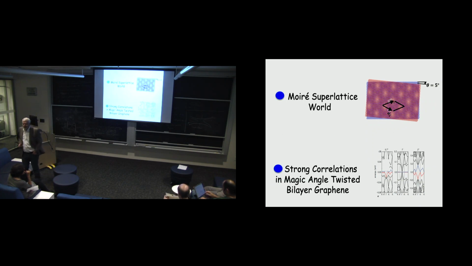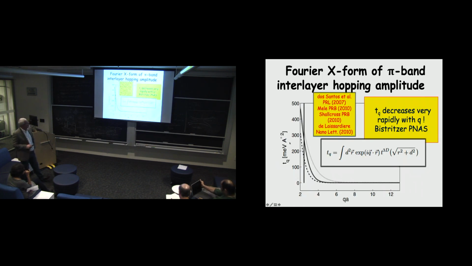Okay, so second half of my talk, I'm going to talk about twisted bilayer graphene. Twisted bilayer graphene is similar. It's a little bit more complicated, as I'll explain, just because there's more flavors involved for the electrons.